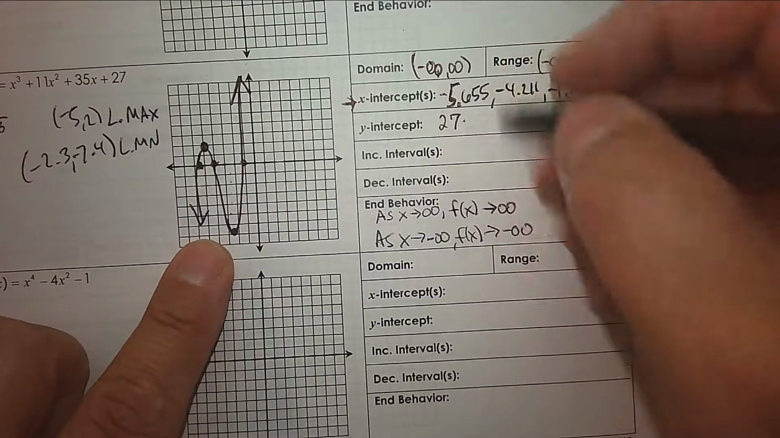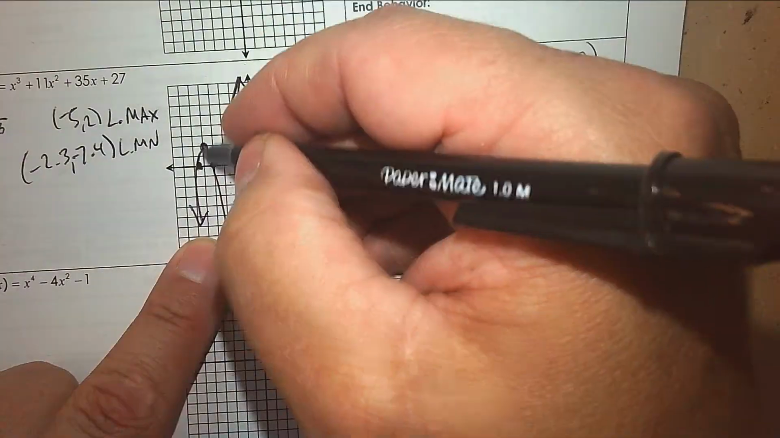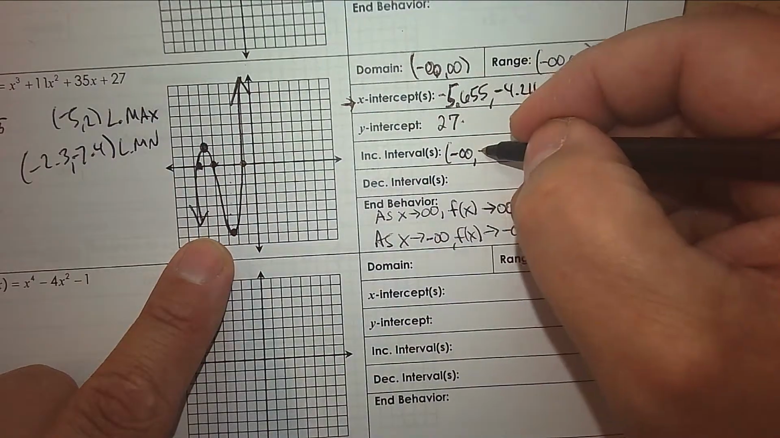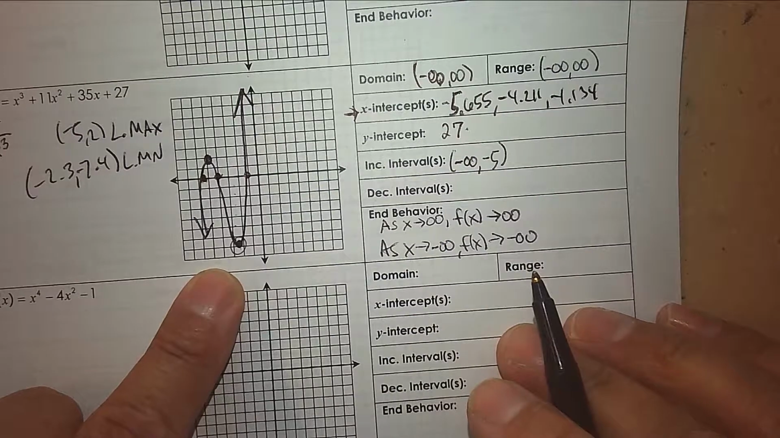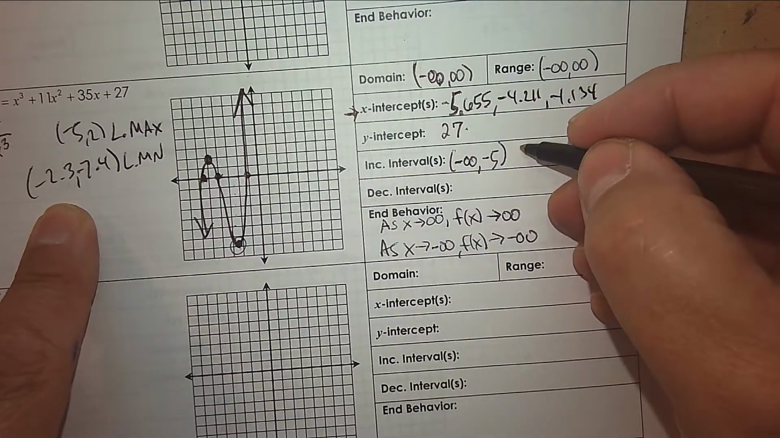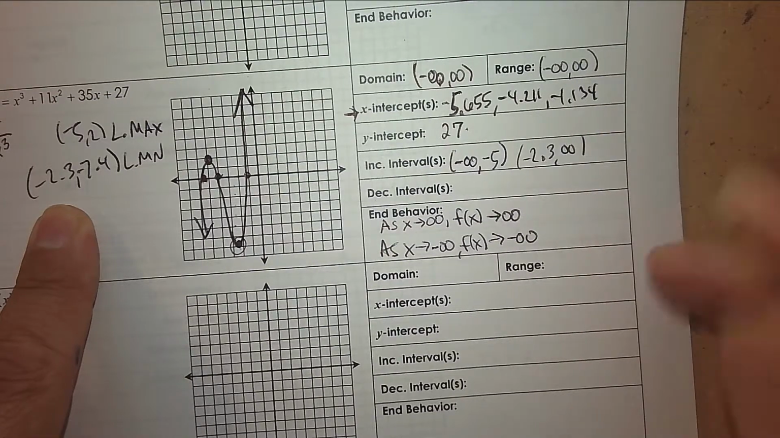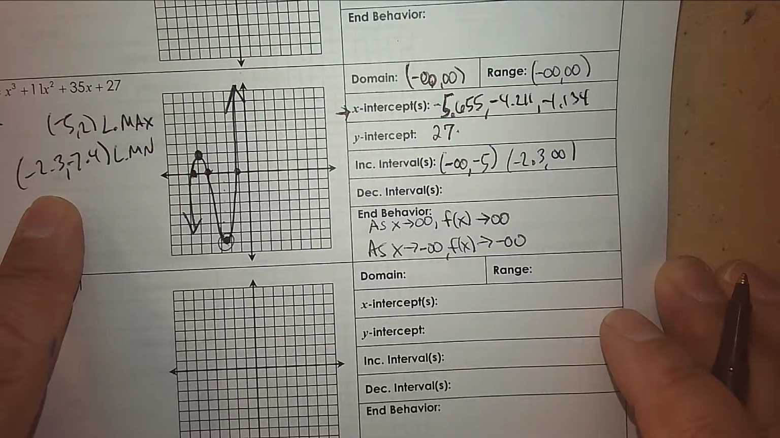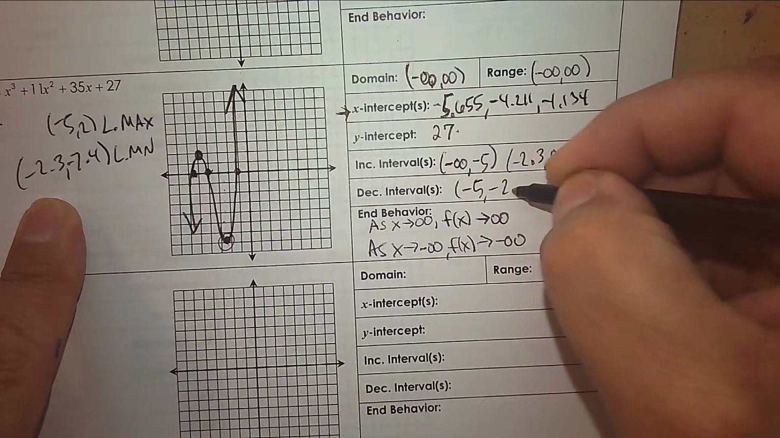So this graph is increasing from negative infinity to what x value? So I'm going to use negative 5. It's also increasing from this x value, negative 2.3, to infinity. And it's decreasing from negative 5 to negative 2.3.